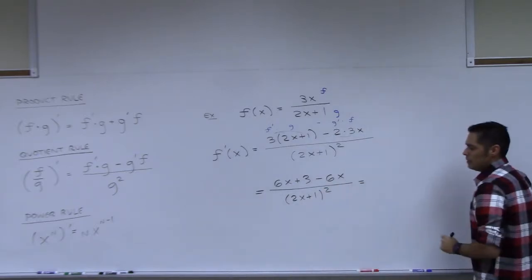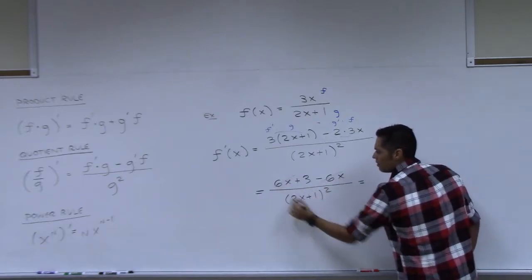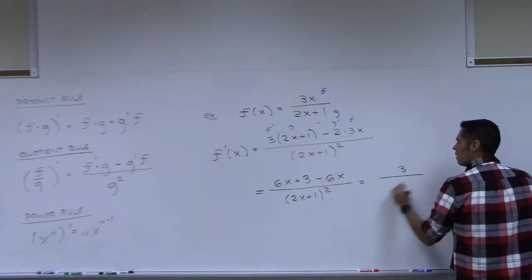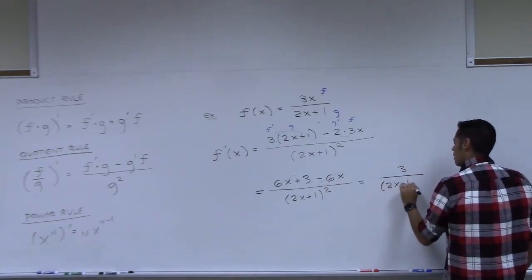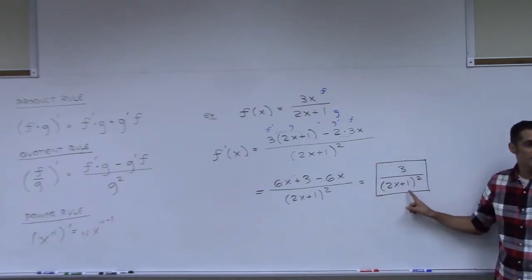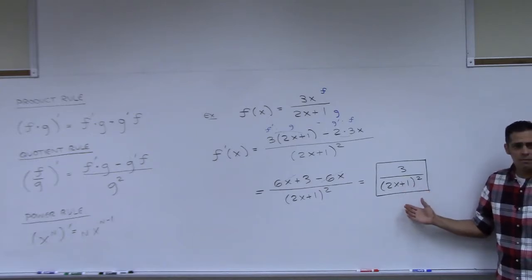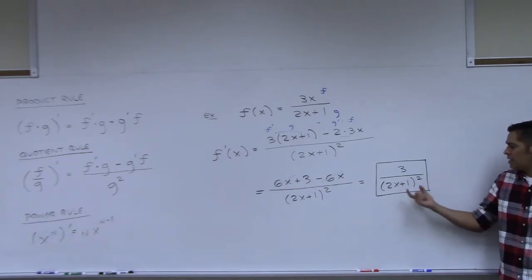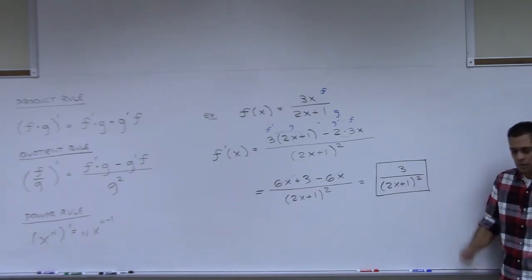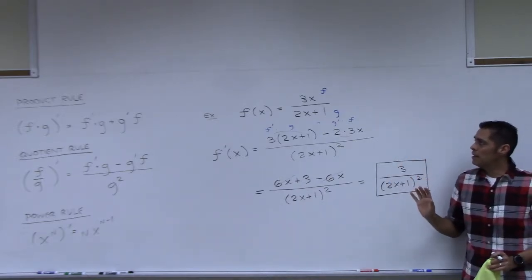And notice something happened in the numerator. It's kind of interesting here. This and this go away, don't they? And all you're left with is 3 over 2x plus 1 squared. And you can leave that as 2x plus 1 squared. You do not have to actually multiply this out. If you did, it wouldn't be wrong, but this is not wrong either. And the book is going to have the answer like this. Questions on that?